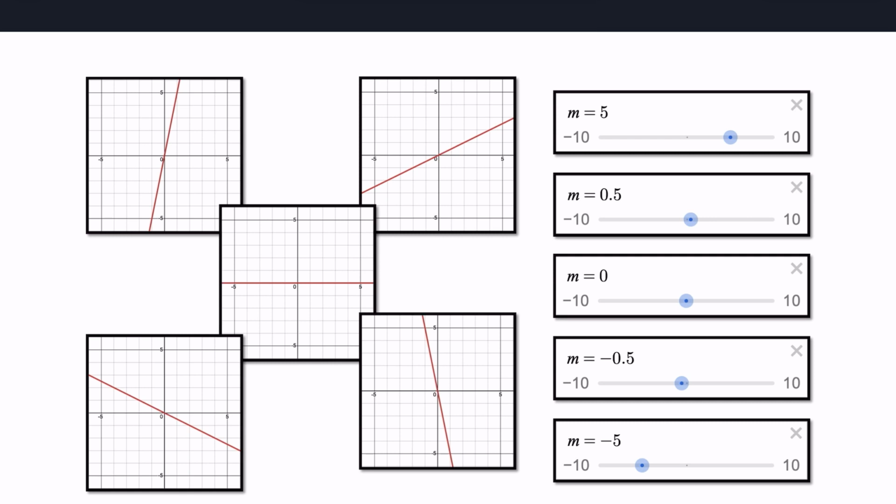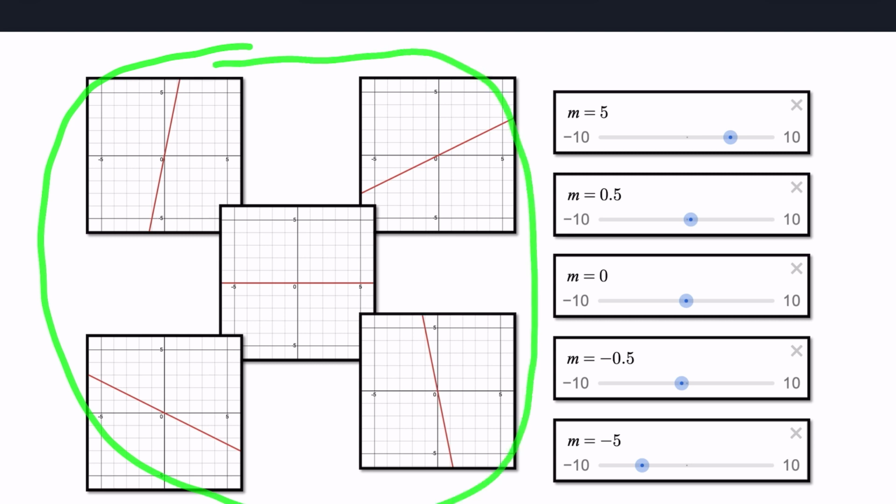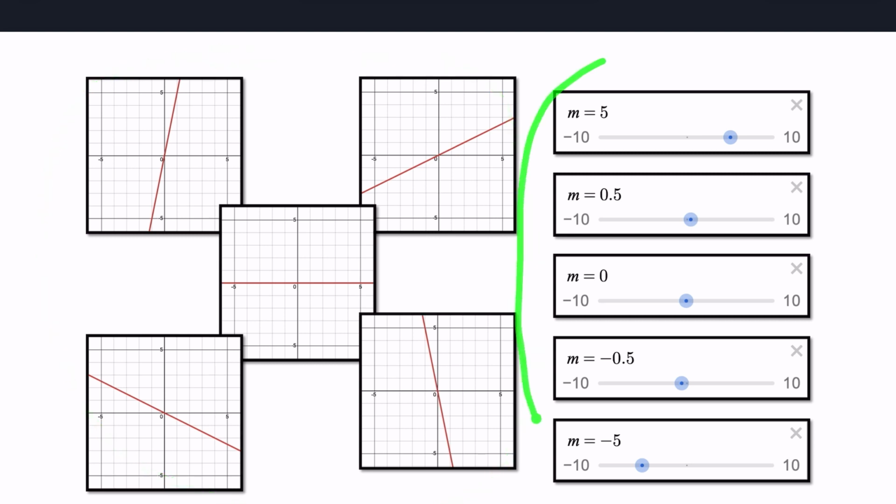Quiz time! Try to remember the Desmos animation we just watched and what it means for a slope to be positive and negative. Match each of these lines on the left with one of the slopes on the right. Pause the video now and give it a try.